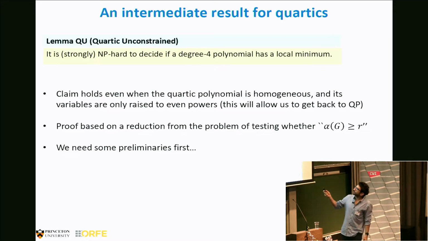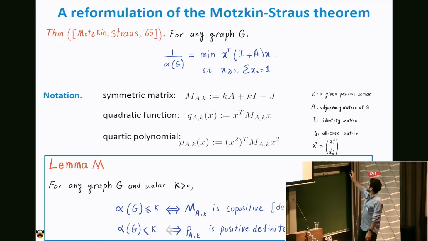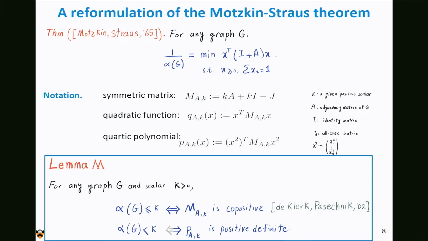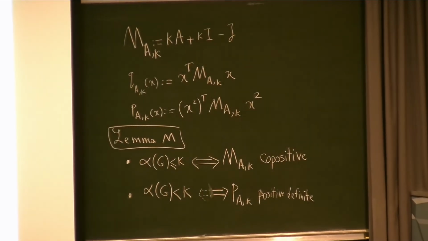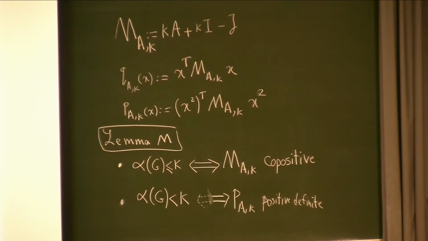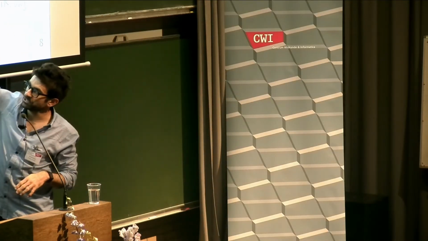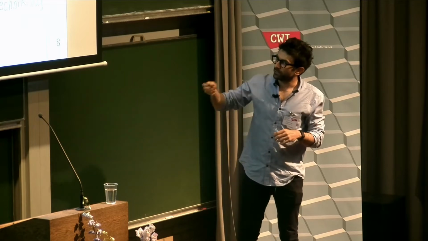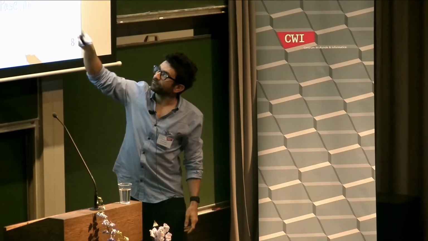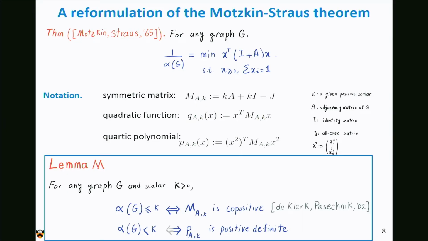And to prove this lemma QU, we're going to need one slide, which I put here on the board because I'm going to very frequently refer to this lemma M here. The departure point is the famous theorem of Motzkin and Strauss, which relates the inverse of the stability number of a graph to the minimum of a quadratic function over the simplex. In fact, for this talk, I'm not going to be using the Motzkin-Strauss theorem itself. I'm going to be using a reformulation of it, which is well known in the literature, and it's already in the work of de Klerk and Pasechnik, where they create a hierarchy for alpha using the Motzkin-Strauss formulation, and this hierarchy has been analyzed by Monique and Filippi. There are certainly some connections there. But this is the lemma I'm going to be using.